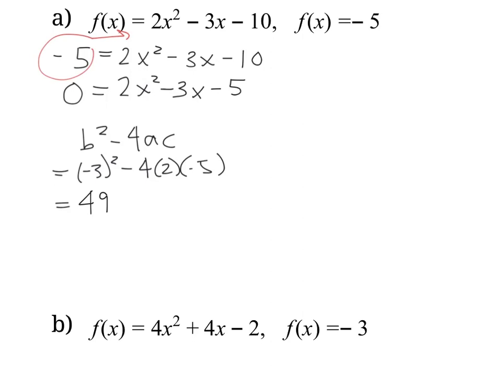So that means that in our quadratic formula, we're going to have -b plus or minus the square root of 49. And we know that we can find the square root of 49, so this is going to give us two real solutions. And not only real, they're going to be two distinct, or different, solutions.